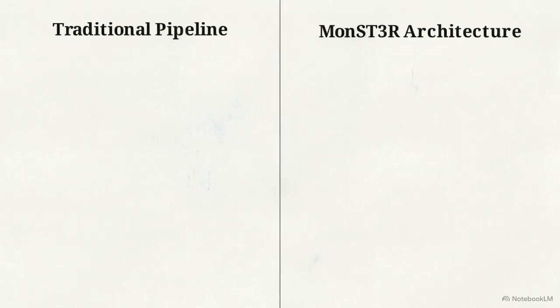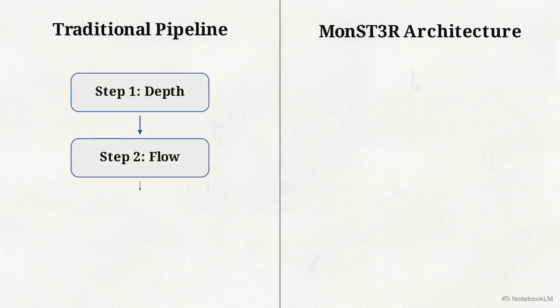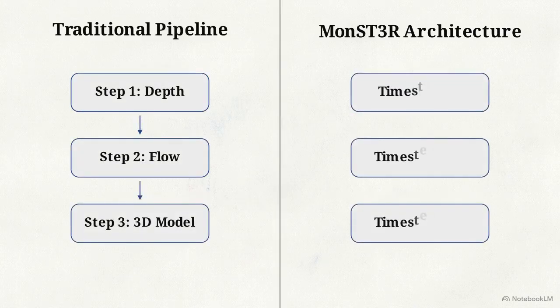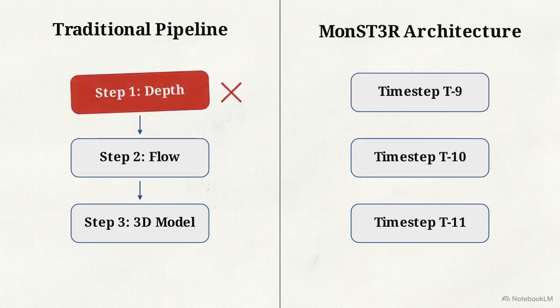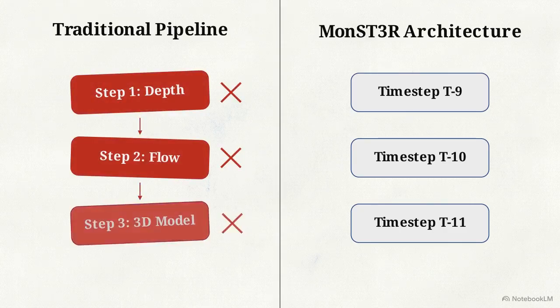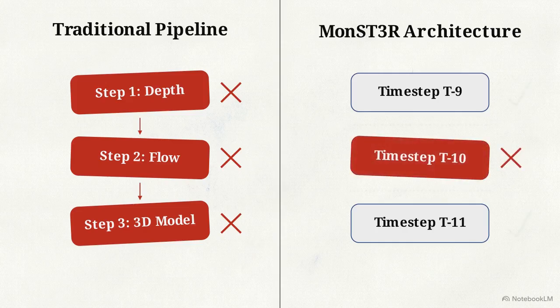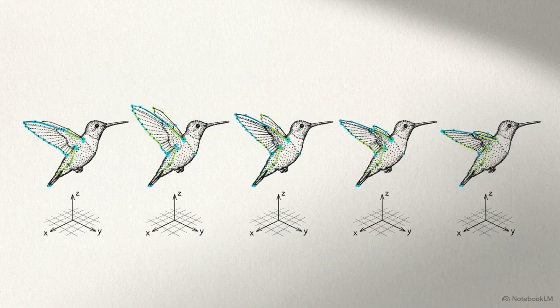The left shows the error-prone traditional pipeline. On the right, MonST3R estimates geometry for each time step independently. By treating every frame as a discrete spatial environment, this flattened architecture prevents cascading errors. A bad calculation in frame 10 is isolated, never corrupting frame 11. MonST3R solves the dynamic problem not by tracking movement better, but by treating moving scenes as a sequence of independent spatial environments.